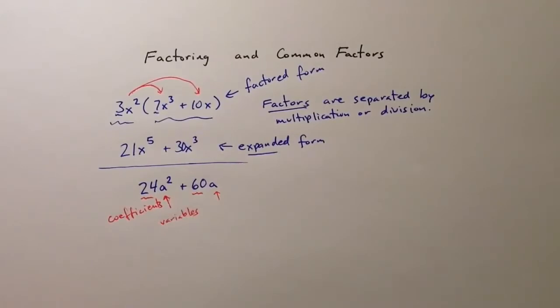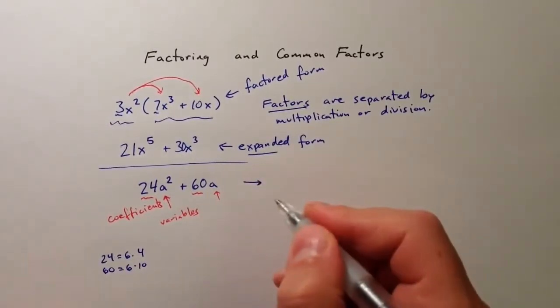Looking at the numbers in front, I want to think about whether there is a number that divides into both of those. This can be a little bit of a challenge. I'll post a separate video that describes more about how to find what number works. But looking at these numbers, you may think 6 divides into both of those, which is true. 24 is 6 times 4, and 60 is equal to 6 times 10.